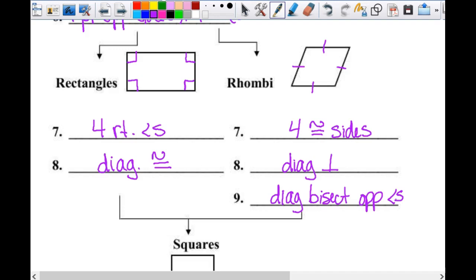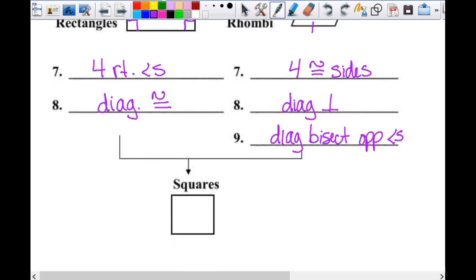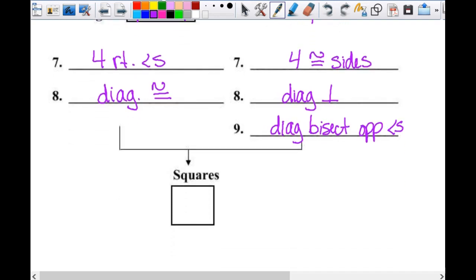We good? All right, so then if you are a rectangle or a rhombus, it's possible you're even more specialized and you are a square. There's not additional things to list with the square because the square has 4 right angles and 4 congruent sides, and it just has everything. It is the perfect parallelogram.